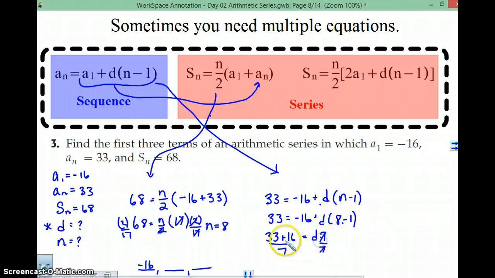So let's divide both sides by 7. That cancels. This is what d is. Let's find out what it is. 33 plus 16 divided by 7. D equals 7. Okay? So now let's use that. 16 plus 7 is negative 9, plus 7 is negative 2.